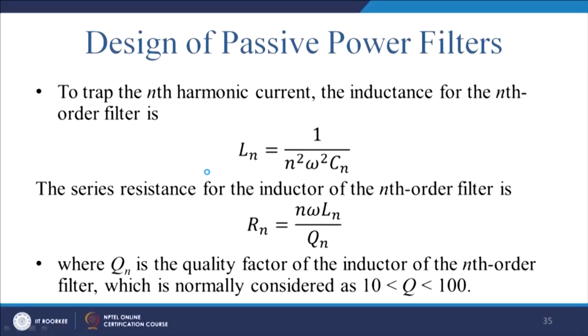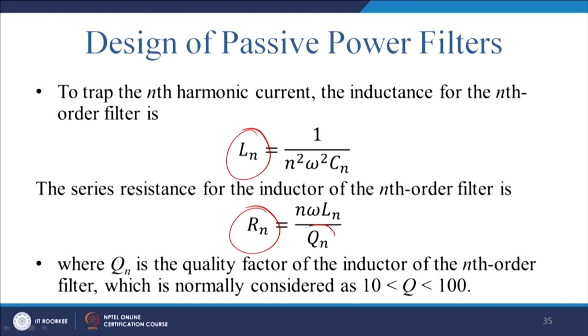So, please recall, we are left here. We have calculated the value of the capacitor and now want the value of the inductor. To trap the nth harmonic current, the inductance of the nth order filter is Ln equal to n square omega square Cn. The series resistance of the inductor for the nth order is Rn, and that value will be n omega Ln by Qn.